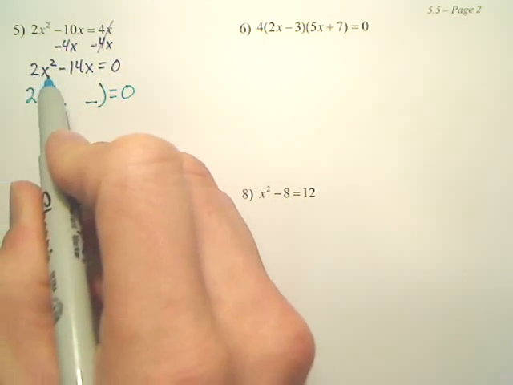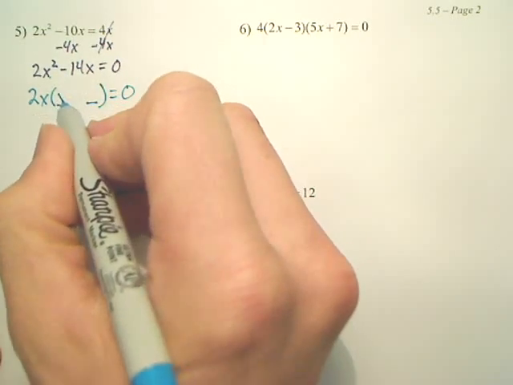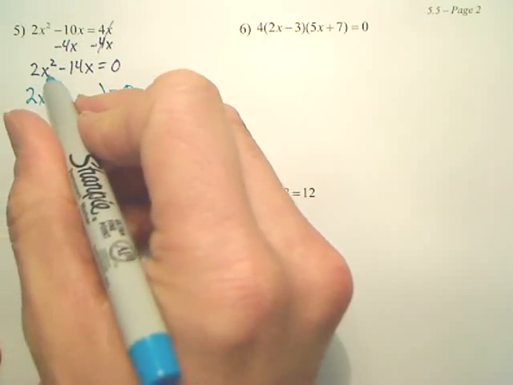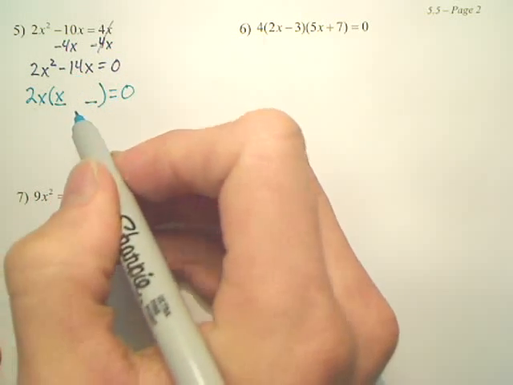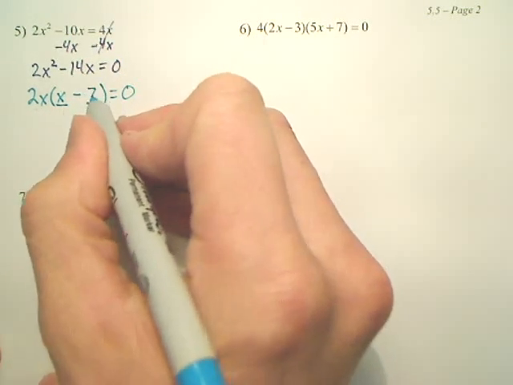2x times what gives you 2x squared? Hopefully you notice that's x. 2x times x gives you 2x squared. 2x times what gives you negative 14x? Hopefully you notice that's a negative 7.